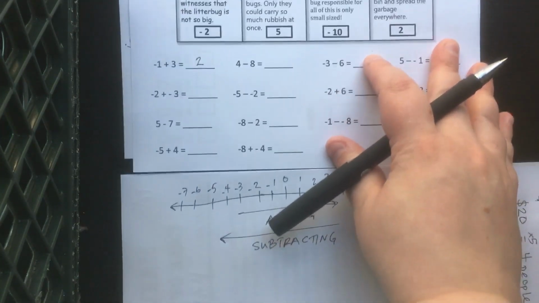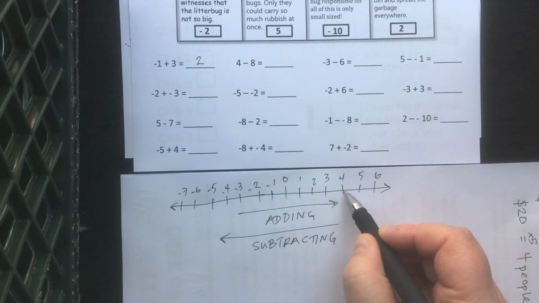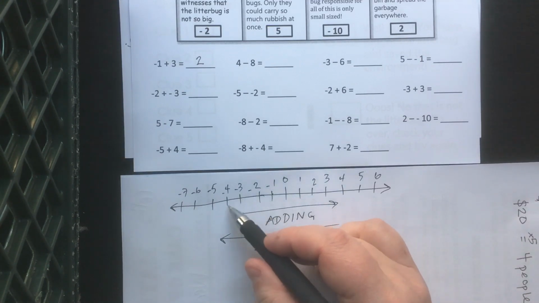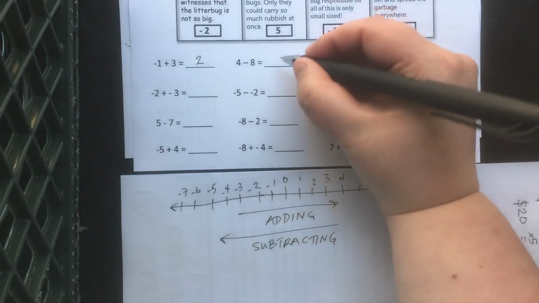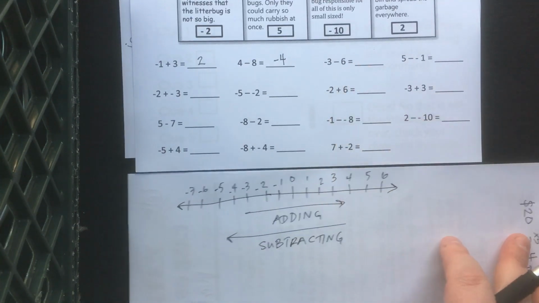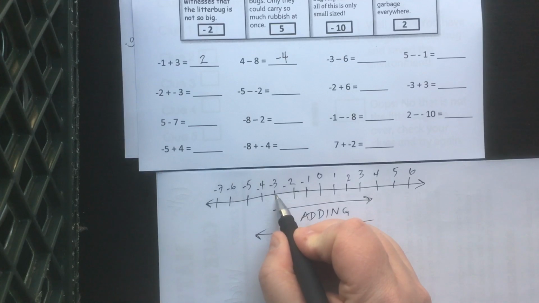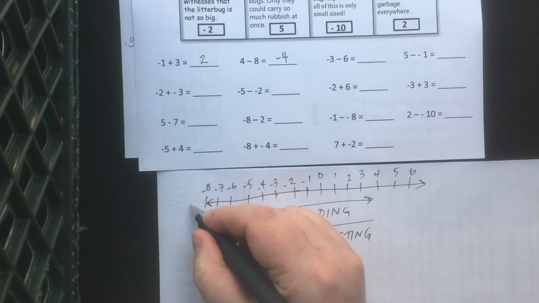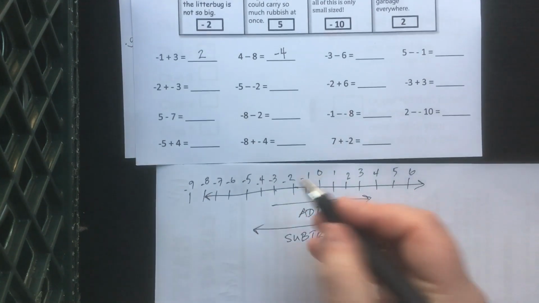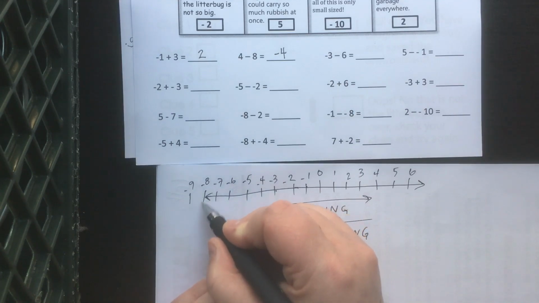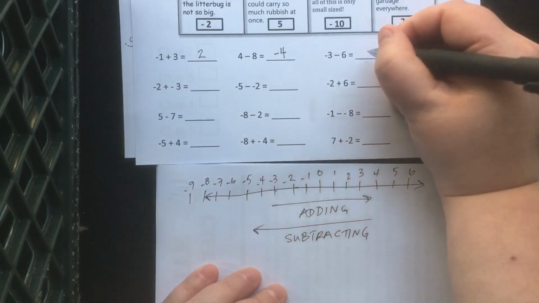4 minus 8, we start at 4. Subtract 8. 1, 2, 3, 4, 5, 6, 7, 8. 4 minus 8 is -4. -3 minus 6. So I start at -3. I didn't make enough numbers. All right, so I start at -3. I'm going to subtract 6. 1, 2, 3, 4, 5, and 6.